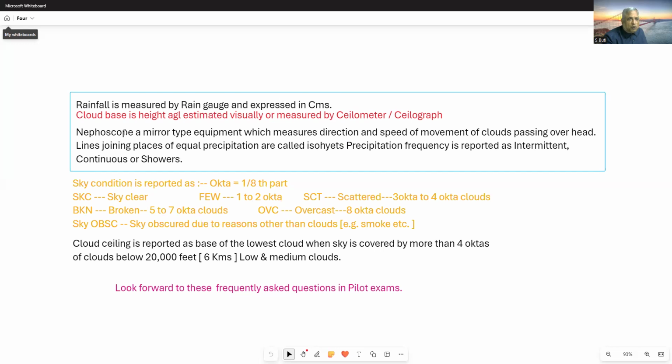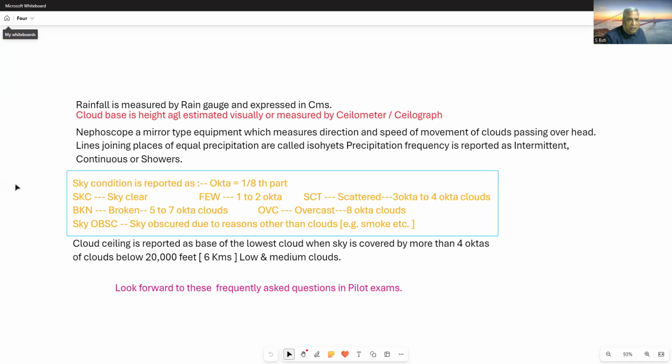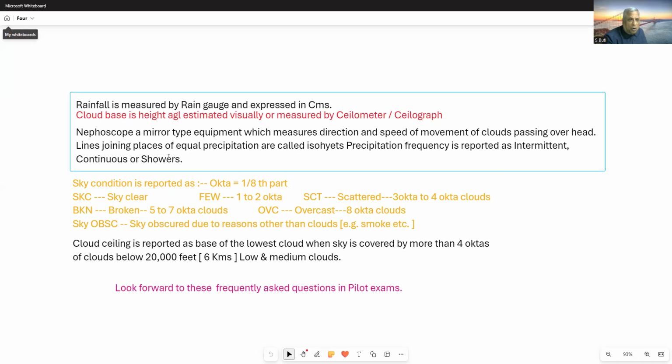Then there is a nephoscope, a mirror type of equipment on the ground, which measures direction and speed of the movement of the clouds which are passing overhead. On the Met Officers' charts, the lines joining places of equal precipitation, equal rainfall, are called iso-heights. The frequency of precipitation, that is rain or drizzle or snowfall, is reported as intermittent, continuous, or showers.